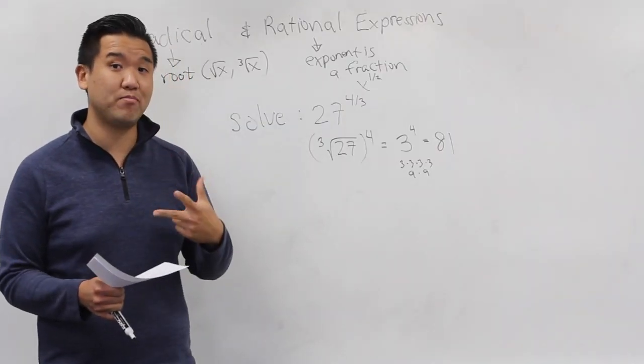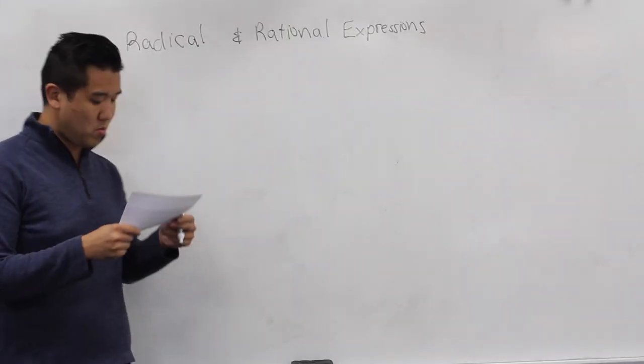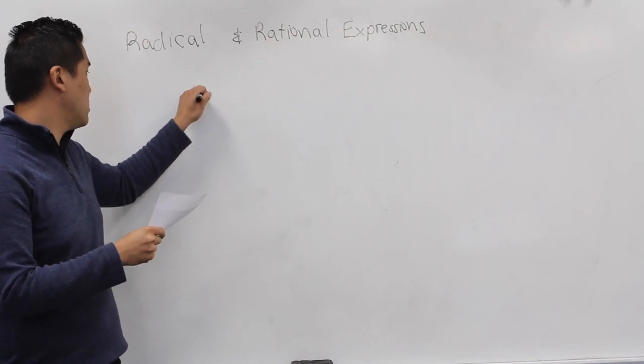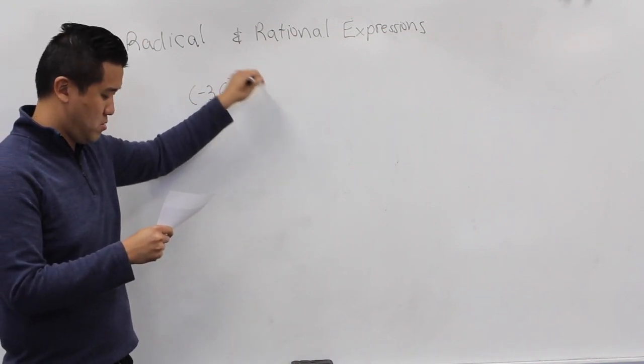We're going to do 3 examples: your beginner, intermediate, and advanced level right now. Alright, you guys ready for our first problem? Your beginner problem. Negative 36 to the 3/2 power.